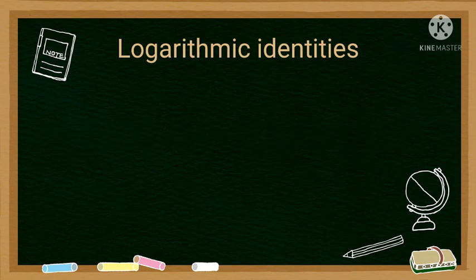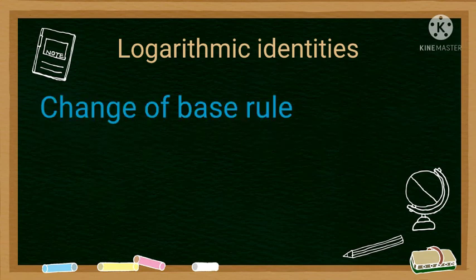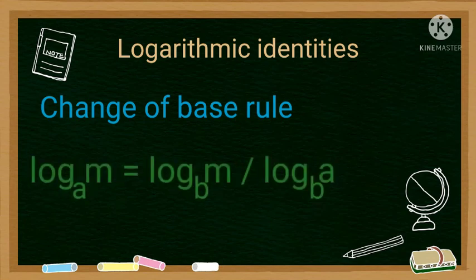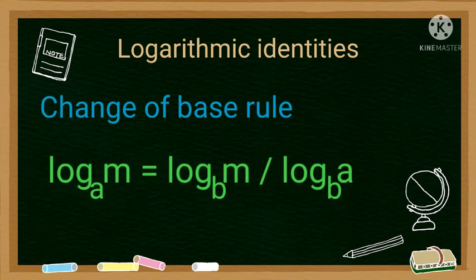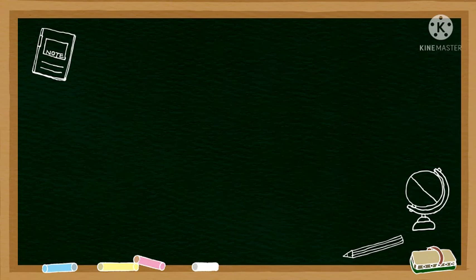Now the fourth identity is the change of base rule: log of m to base a equals log of m to another base b divided by log of a to base b. So this is all about the identities of logarithms. In the next video lecture I am going to cover some questions based on these identities and tell you something about the concept of logarithms and anti-logarithms.